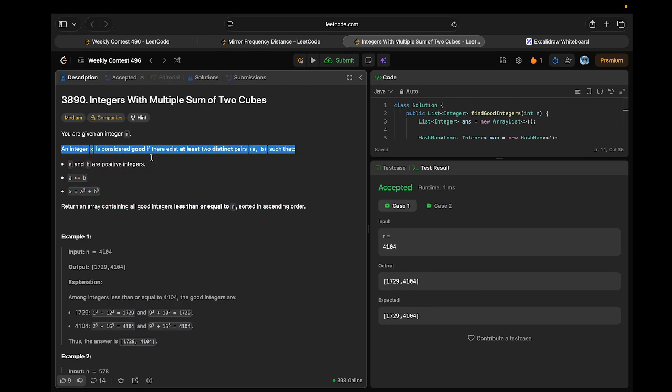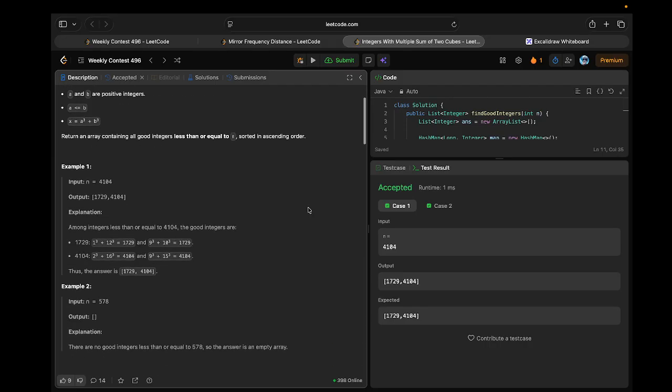The problem is that you have an integer x, considered good if there exist at least two distinct pairs a and b, such that a and b are positive integers, a is less than or equal to b, and the sum of their cubes is equal to x. So return an array containing all good integers less than or equal to n, sorted in ascending order. So this is what we have to do.